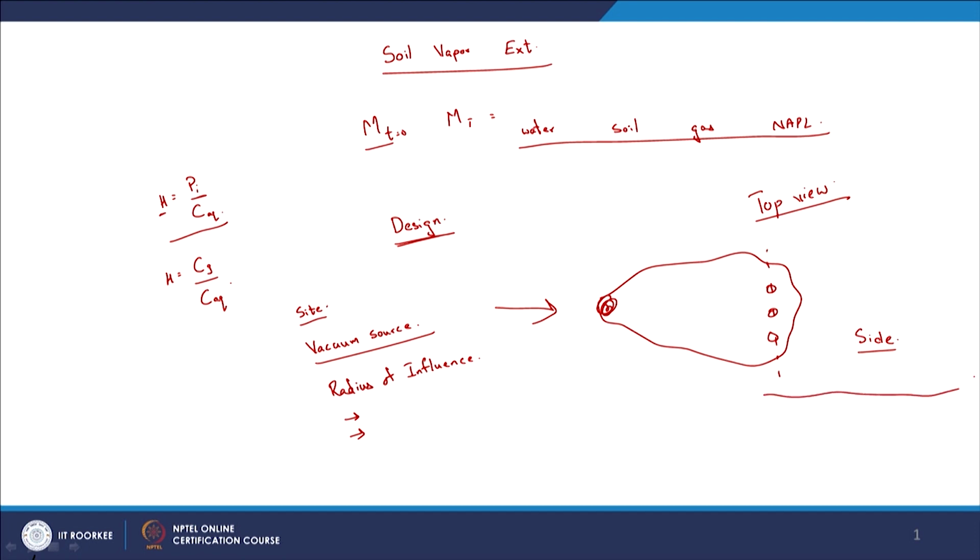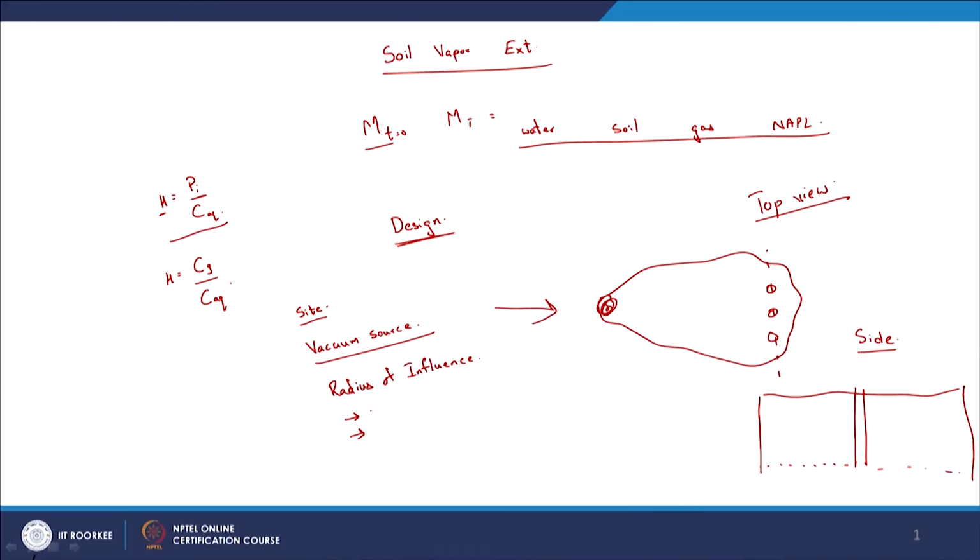Let us say this is my soil surface, and this is my extraction well, or let us say my vacuum source. As I move away from it, the pressure is going to be decreasing. So, I am going to have to look at a particular threshold of the pressure. For example, is it 0.1 or so on inches of water? Typically, we measure it in terms of inches of water.